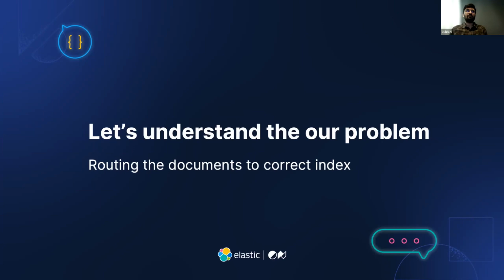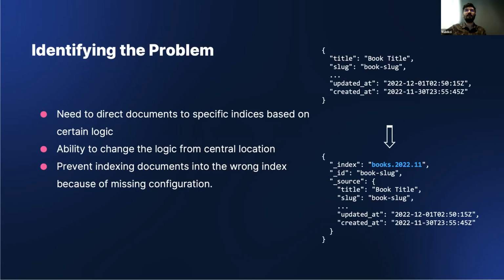After talking about the different implementations for data modification, let's dive into the Ingest pipeline a little bit more to understand our problem first. The problem is we are trying to route the documents to specific indexes based on certain logic. Also, this logic can change from time to time. And we need to make these changes in a central location. We need to prevent indexing documents into the wrong index because of missing configuration.